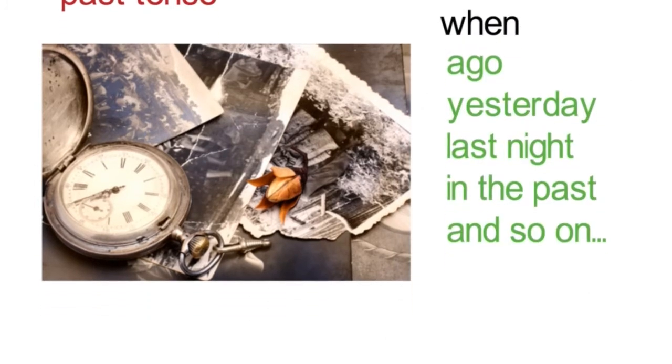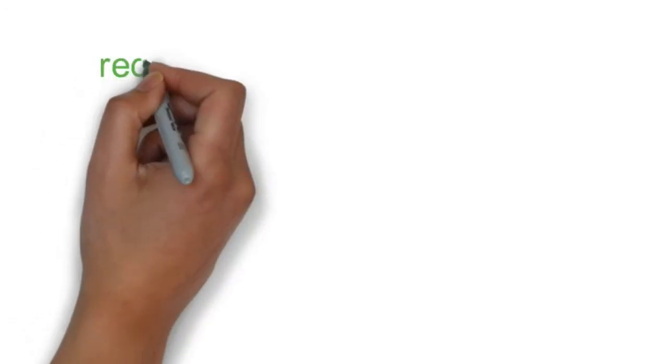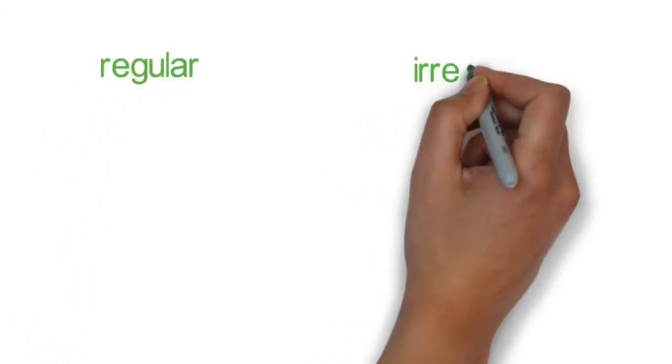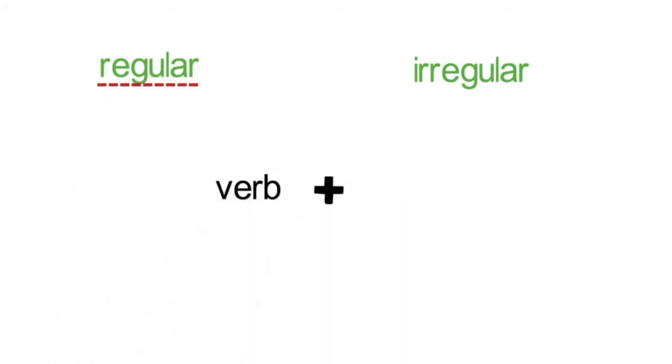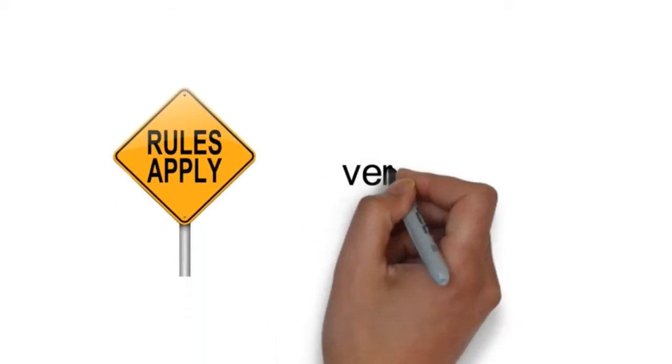There are two different groups of verbs in the past. There are regular verbs and irregular verbs. In today's lesson, we will look at both kinds. Let's look at regular verbs first. What do we need to add to the end of the verb to form the regular past? That's right, an ed. However, we do have to follow some spelling rules.